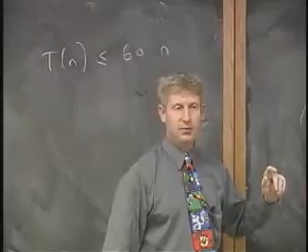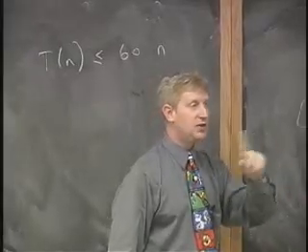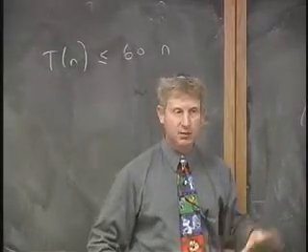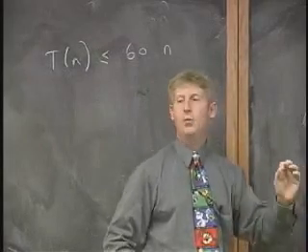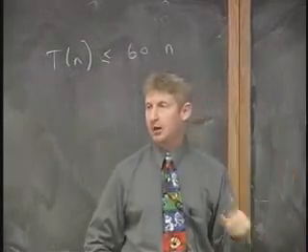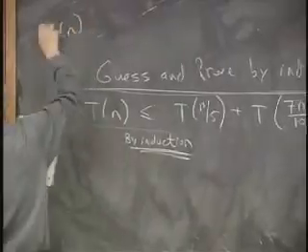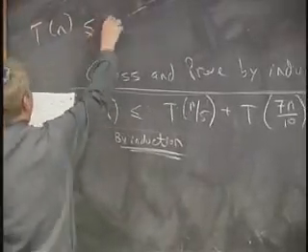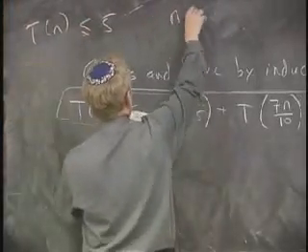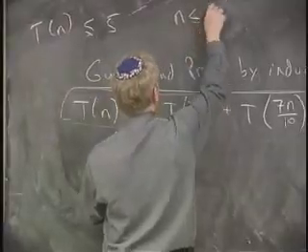Everybody with me so far? It turns out that you can't do this. We're going to get stuck. But the point where we get stuck is a point where we can backtrack, use a better number, and get it to work. Here's my base case: T(n) is less than or equal to 5 as long as n is less than or equal to 6.